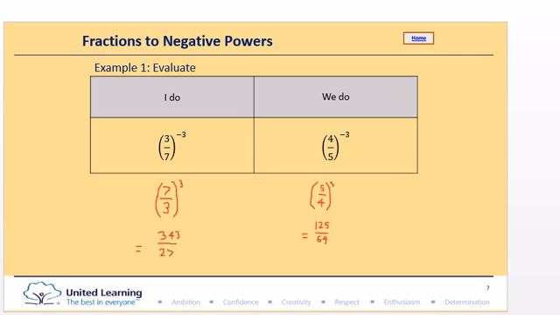So for the first we do, 4 over 5 to the power of negative 3, approach it like we did the last one. First, get rid of the negative power by flipping that fraction upside down. So 4 over 5 to the power of negative 3 becomes 5 over 4 to the power of positive 3. From there, it's simply a case of raising 5 to the power 3 and 4 to the power 3. So that becomes 125 over 64. Well done if you got that right. Give yourself a tick in green pen.